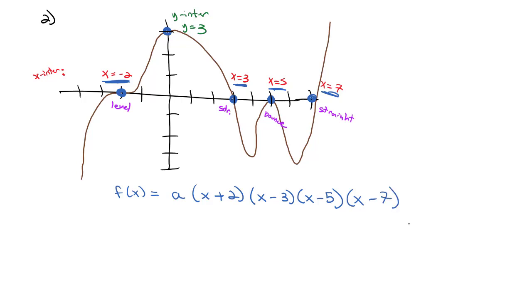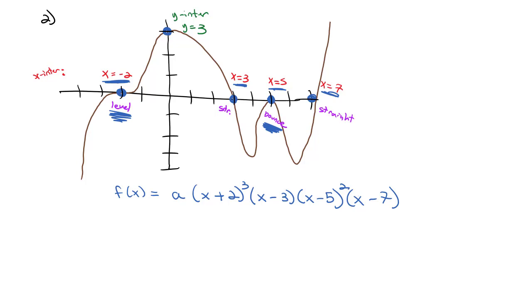Now we need to go back and put some exponents on it based on how the graph behaves, because this first one leveled off. So at x equals -2, the x plus 2 needs to be cubed to show that leveling off. At 5, the x minus 5, there was a bounce. To show the bounce, I need that one to be squared. That's going to give us everything about the equation except for the a out front.